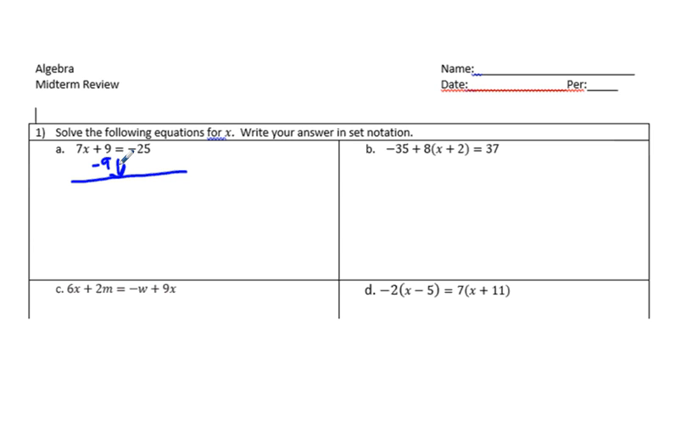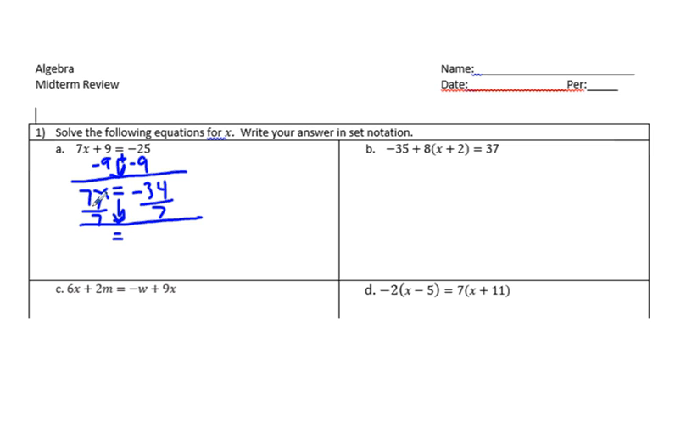Whatever we do to one side, we do to the other. Now, negative 25 take away 9 is the same thing as negative 25 plus negative 9. And that's going to be negative 34. So 7x is equal to negative 34. So x is being multiplied by 7, so we're going to divide by 7. Divide both sides by 7.